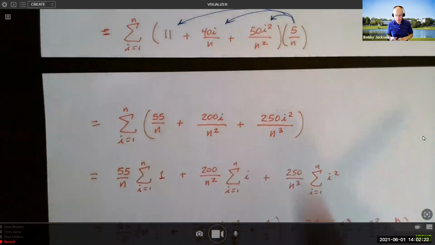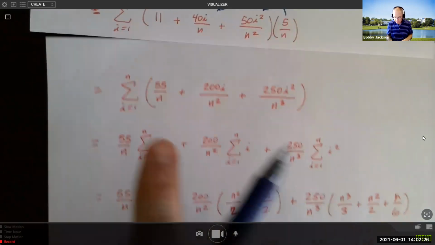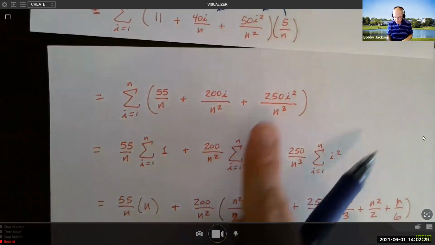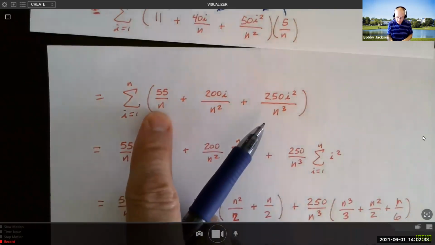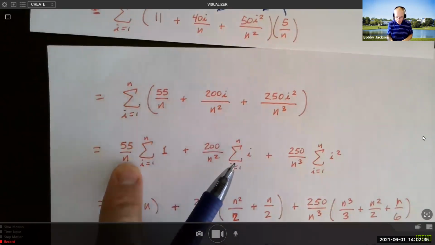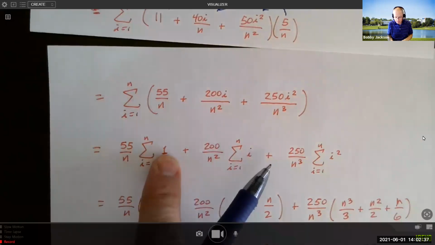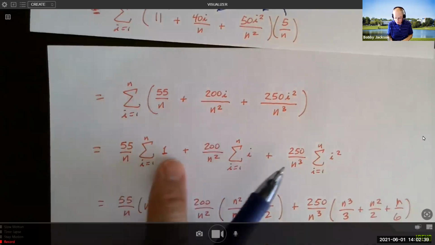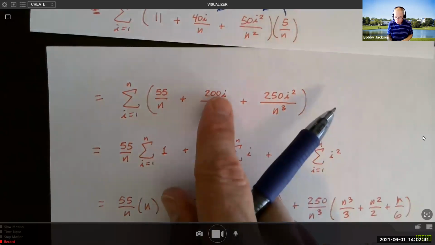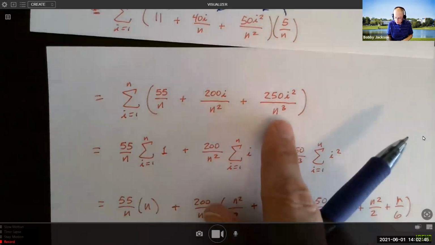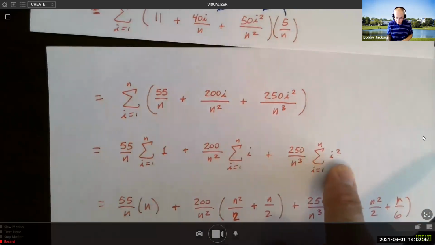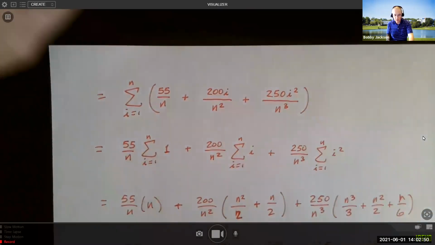And now let's begin the process using the linearity rules. I'm going to split this up into the sum of 3 things, and then I'm going to pull any constant multiples out. For this first one, I can pull out the 55 over n. You could actually leave it in there if you want, because 55 over n is just one constant. And then the 200 over n squared, I pull that out. I have to leave the i. 250 over n cubed, pull that out, have to leave the i squared. So this is the linearity rules.